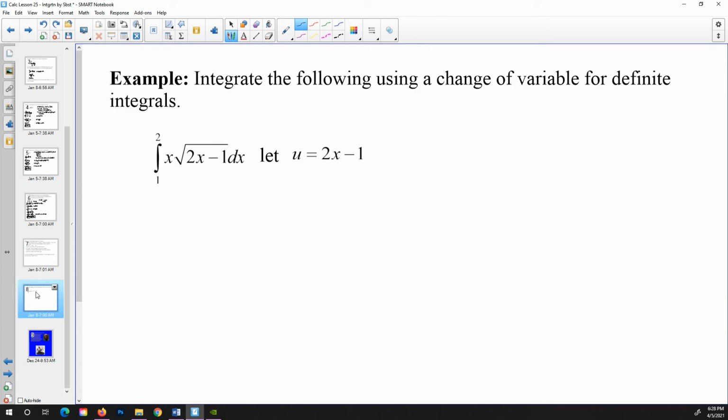All right, so here I have an integral. It's the same integral that we just did, but now it's a definite integral with a lower and upper bound. So we're going to do essentially the same process, but with new limits of integration. So again, my du is going to be equal to 2 dx. Remember, our x was equal to 1/2 u plus 1/2, and we had our dx equaling 1/2 du. Here we're going to do that substitution.